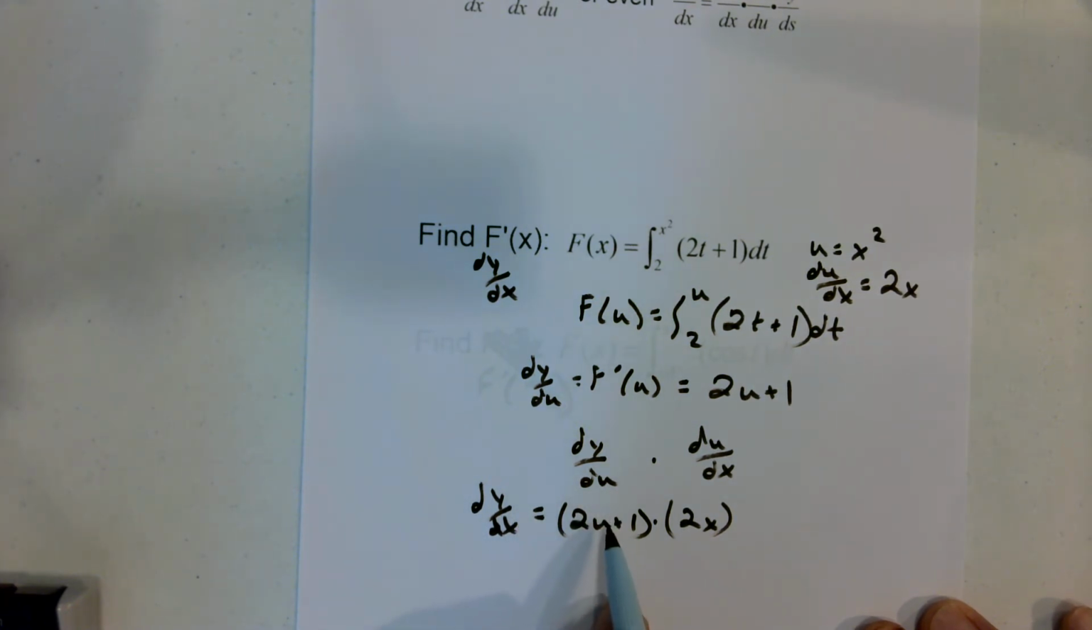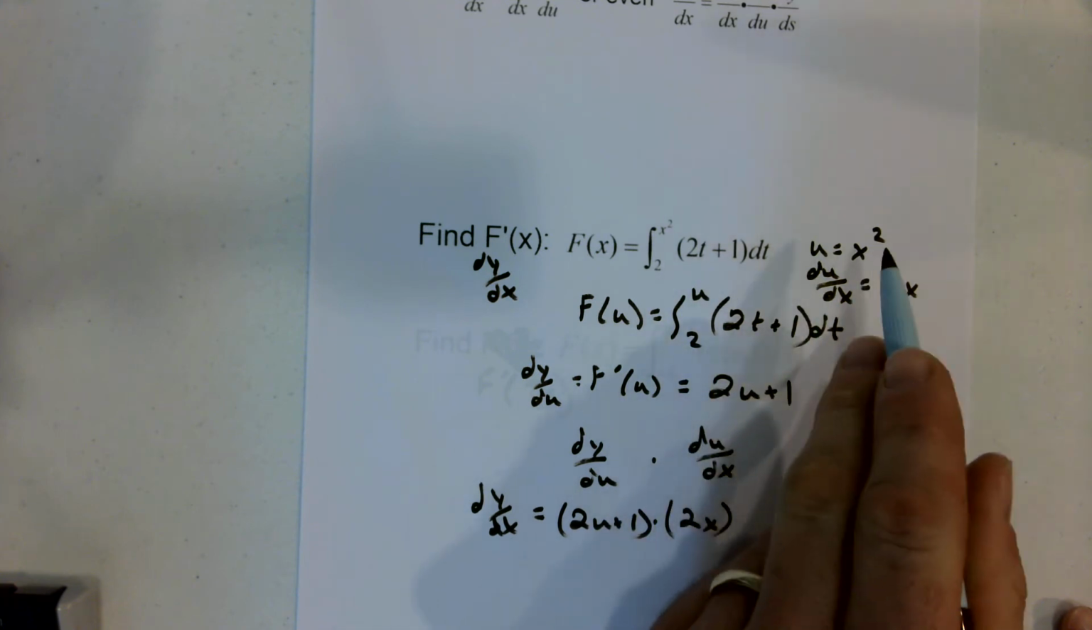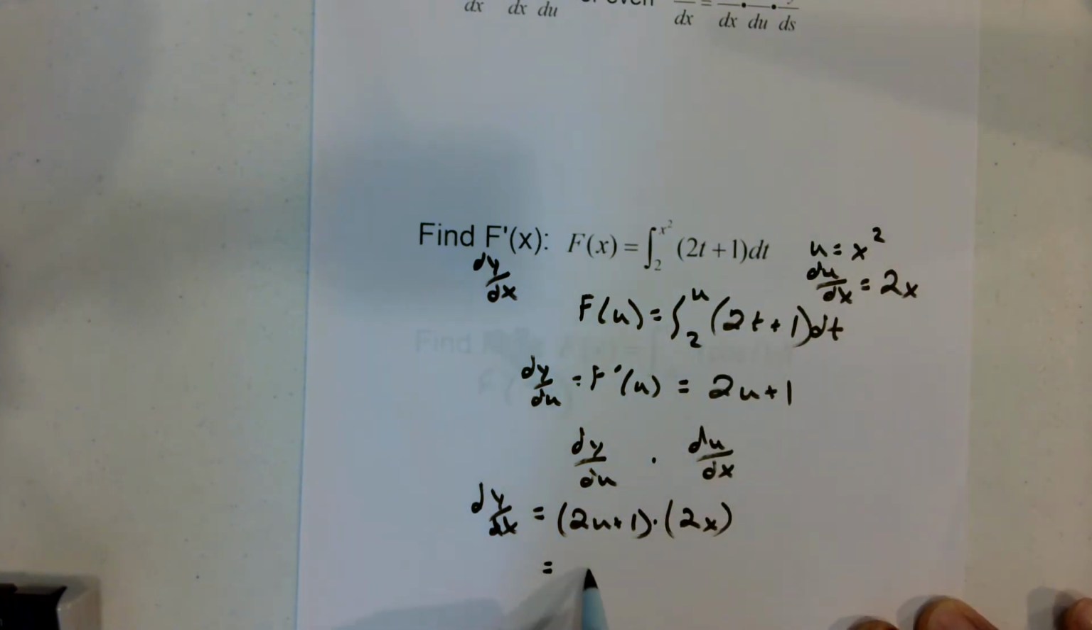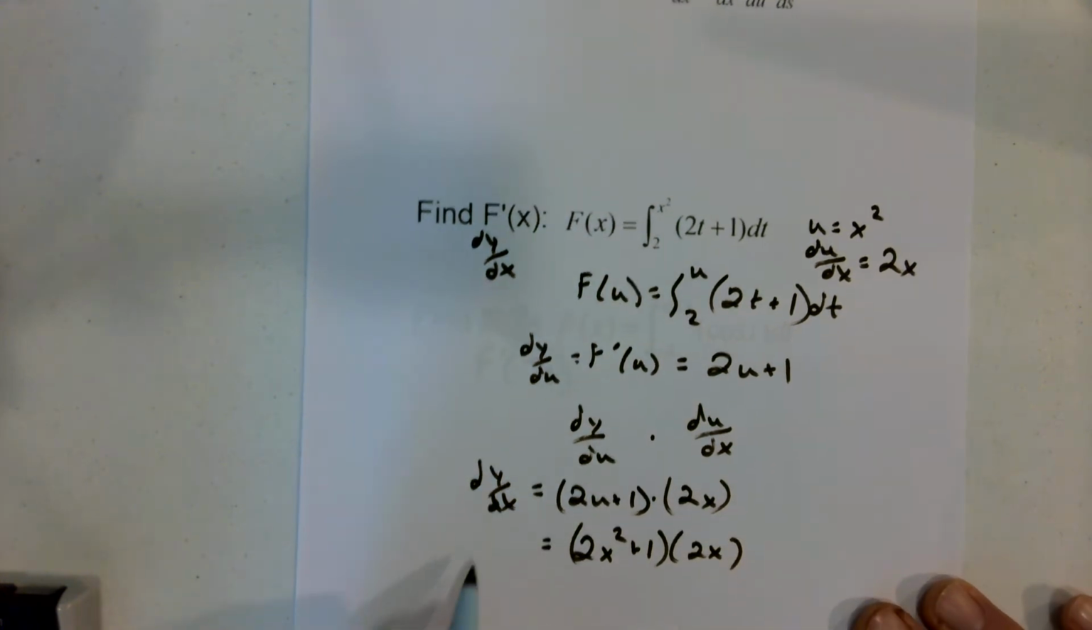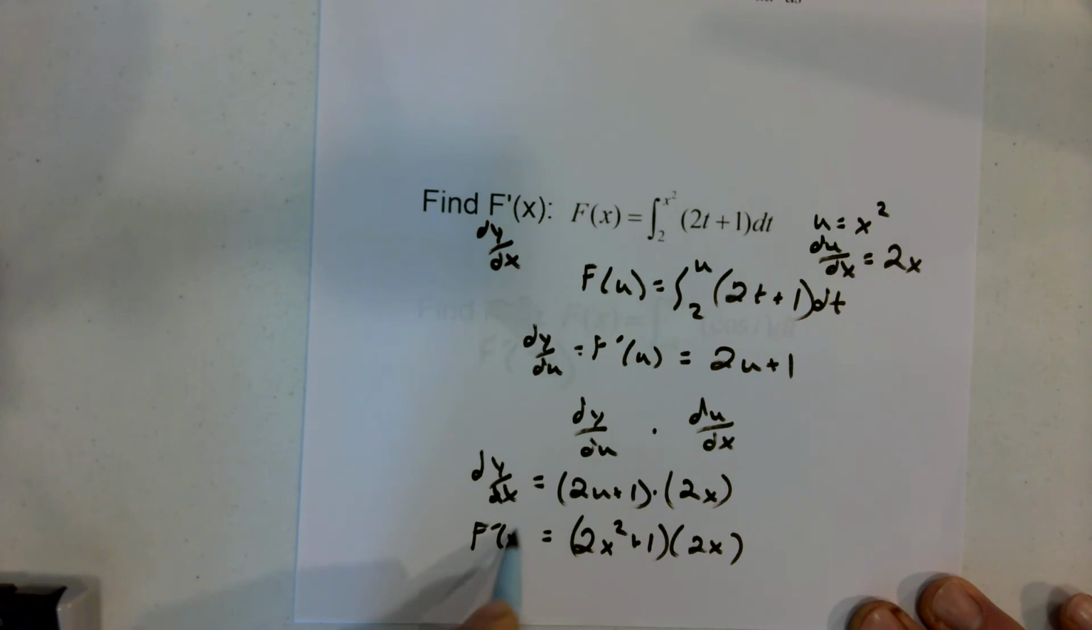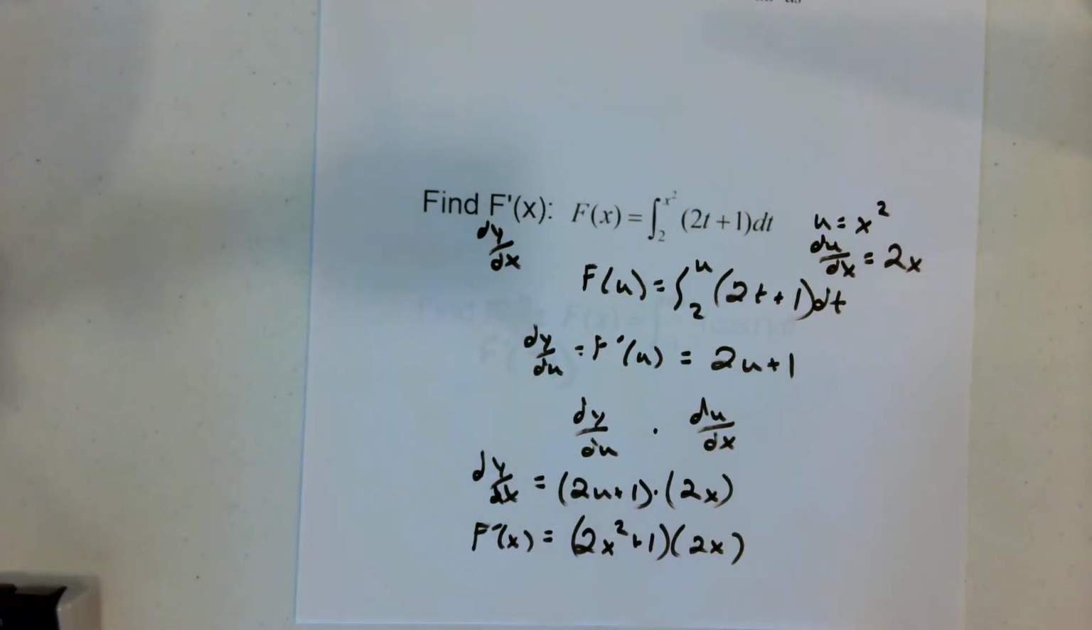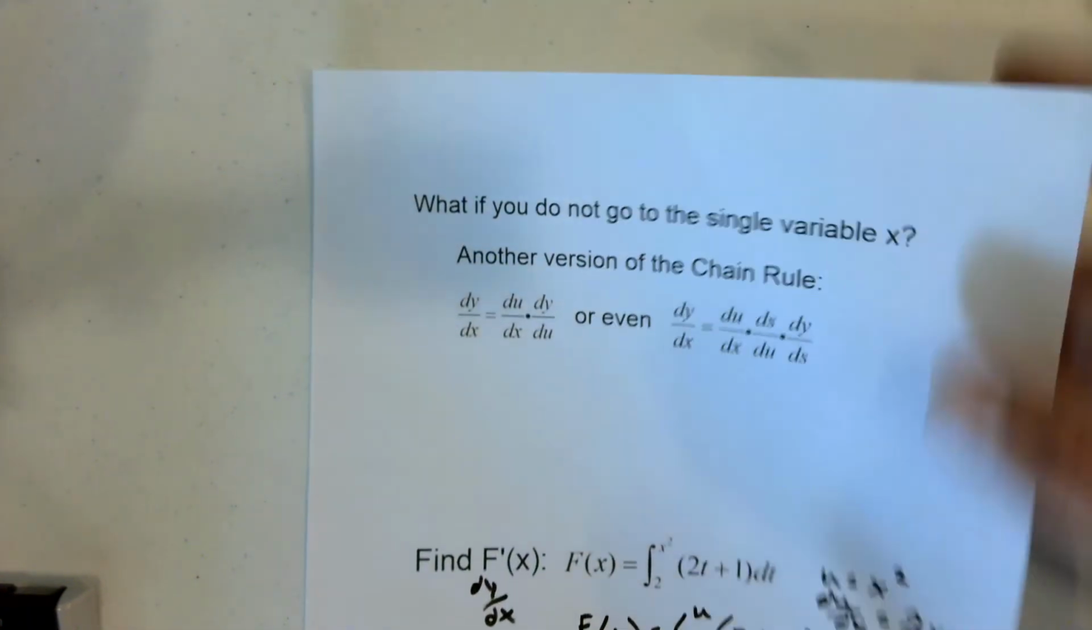What do I know about u? U is x squared. So I get 2x squared plus 1 times 2x. And that's going to be my derivative of this integration. That's a lot to think about. Let's look at another one then.